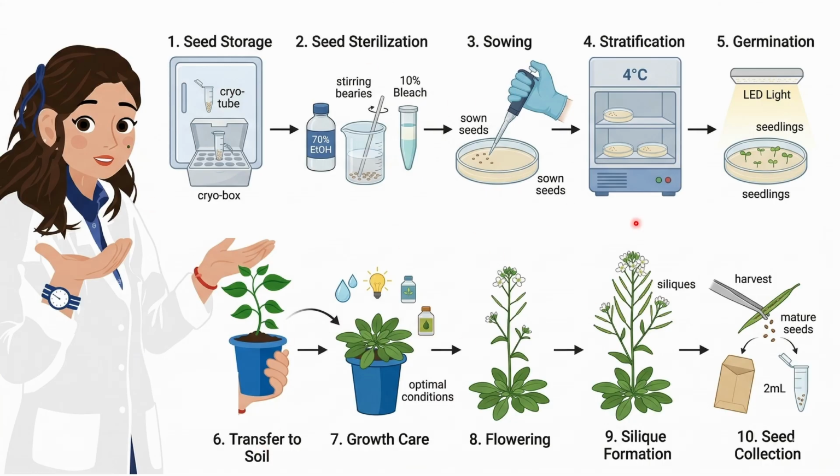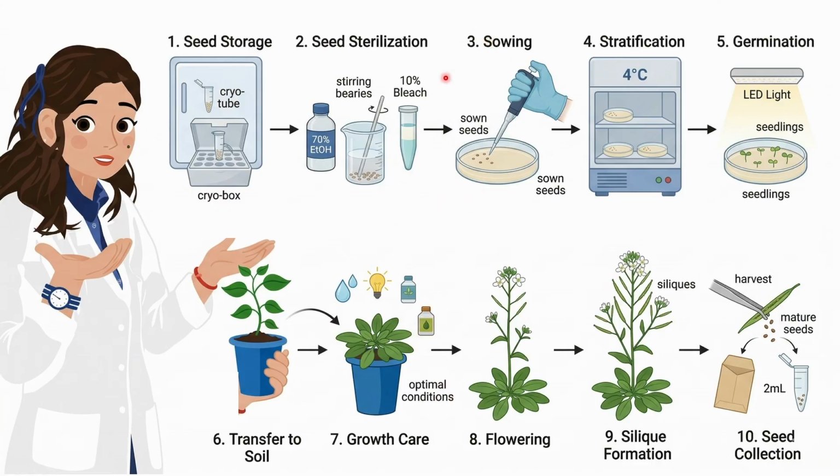So now, wrapping up our study or the presentation, here are the 10 critical steps that we need to follow. First is seed storage. We need to ensure that we store our seeds at 4 degrees Celsius in properly dry conditions in a cryo box. So for the experiment, we need to make sure that we are sterilizing the seeds with mild chemical sterilants, and we need to keep in mind the duration of the sterilization process.